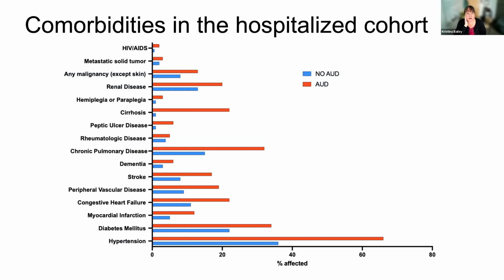Very similar to the cohort as a whole, in the hospitalized cohort, those with AUD had many more comorbidities compared to those without. This included HIV/AIDS, solid tumors, any malignancy. Of course, heavy alcohol intake is a risk factor for many different cancers, so this isn't necessarily surprising. Renal disease was higher in those with AUD. Cirrhosis, of course, was higher in those with AUD, as well as chronic pulmonary disease, stroke, peripheral vascular disease, congestive heart failure, diabetes, and hypertension.